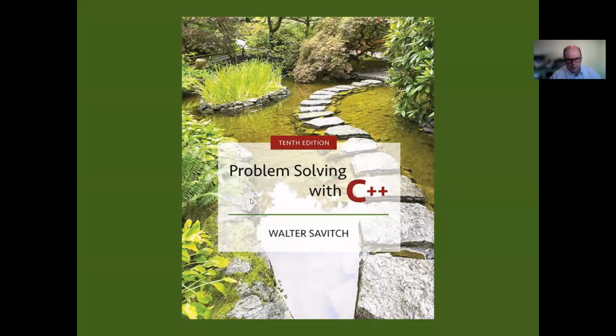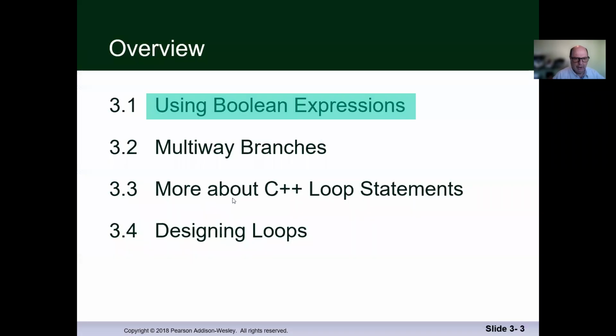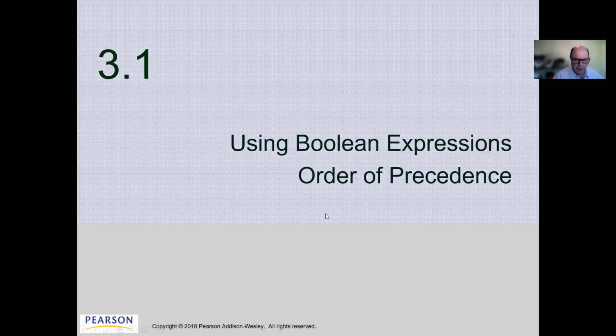Okay, so we are working on the Savitch book, edition 10. This is the second video for the first section. We are talking about section 3.1, and I already talked about the Boolean expression. Now I want to talk about the order of precedence in section 1.